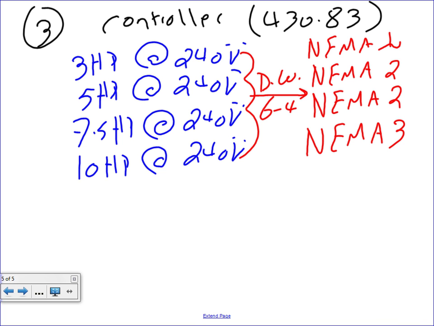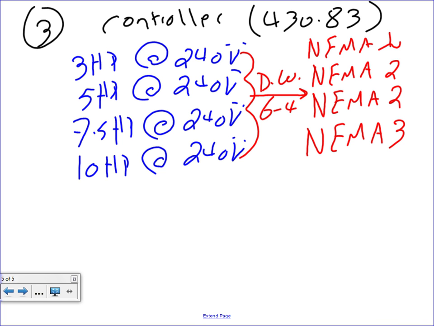So if I need, for example, 10 horsepower, I can either go 7.5, that's too small because I need 10, or I have to go all the way up to what? 15. Cross-referencing it all the way, it gives you a NEMA 3.